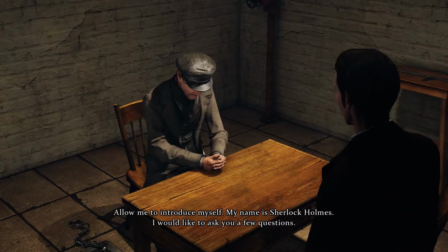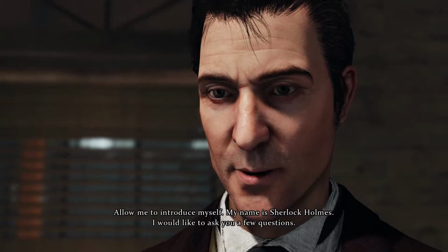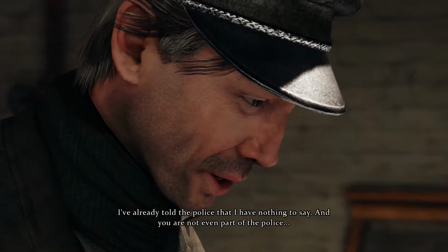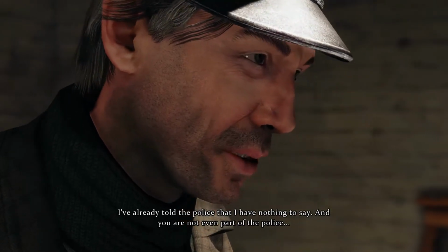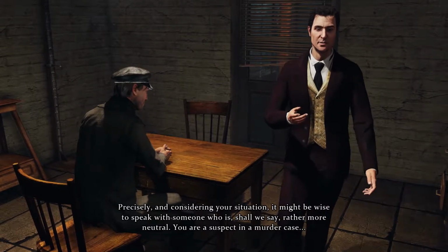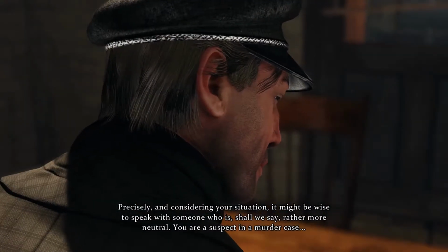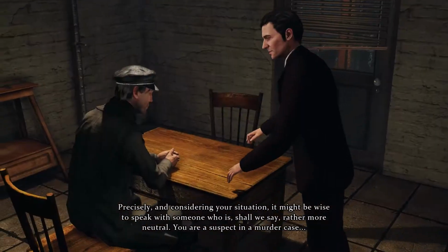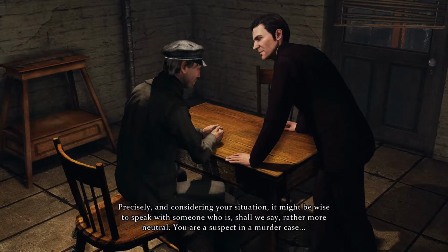Allow me to introduce myself. My name is Sherlock Holmes. I would like to ask you a few questions. I've already told the police that I've nothing to say. And you're not even part of the police. Precisely. And considering your situation, it might be wise to speak with someone who is, shall we say, rather more neutral. You are a suspect in a murder case.